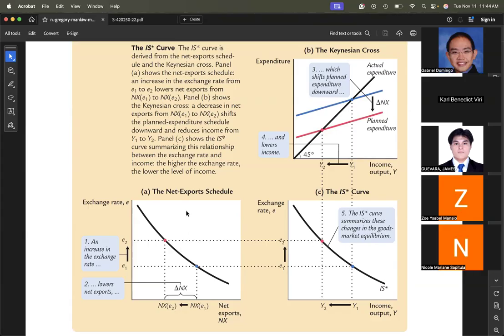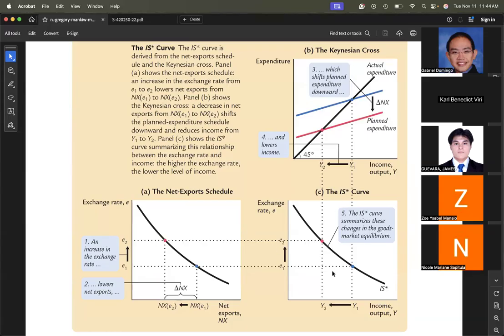Okay? And this is carried by the net export schedule, where we have learned in chapter 5 that NX and E are related, right? The stronger your domestic currency is, remember, a higher E means a stronger domestic currency, your net exports will fall. Okay? You'll tend to import more. You use your domestic currency to buy foreign goods.